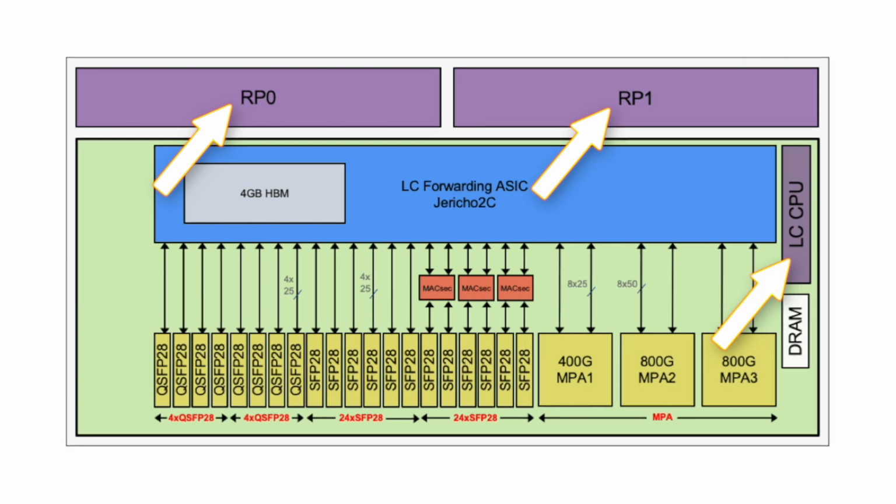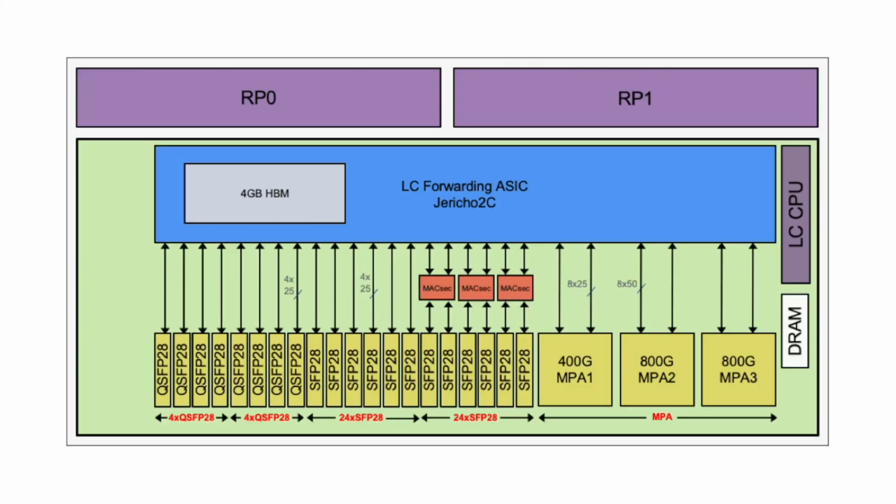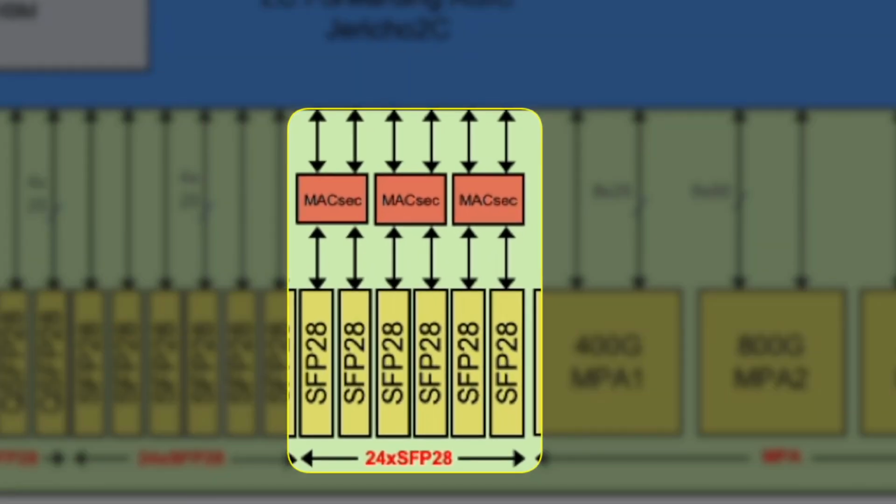Now let's quickly look into the block diagram of this base platform. The line card and the route processors have 8-core CPU. All the fixed ports in this platform directly terminate on the Jericho2c NPU, except for 24 SFP28 ports, and these are first terminated on a PHY for additional MACsec capabilities. Note that all the MPAs that are in this platform, either older generation or the new generation, will be supporting MACsec as well.